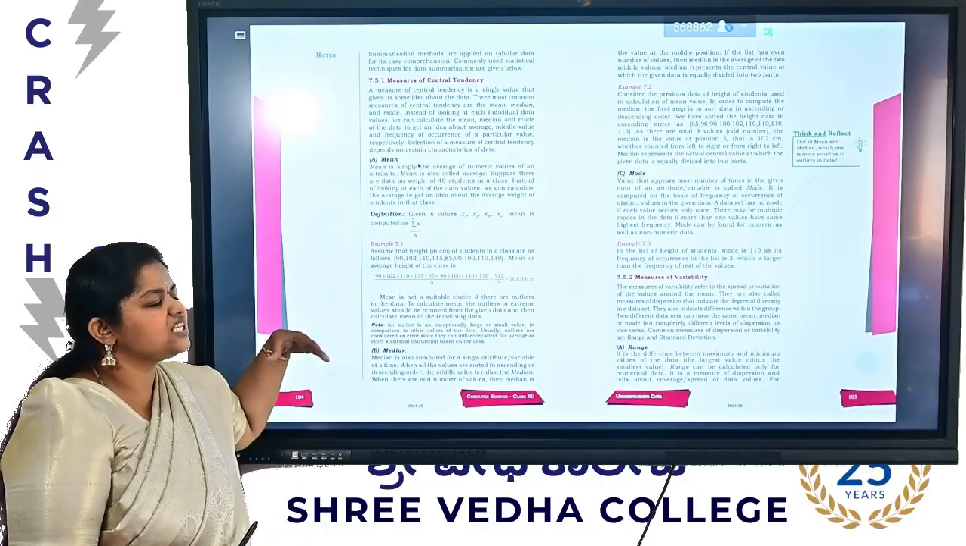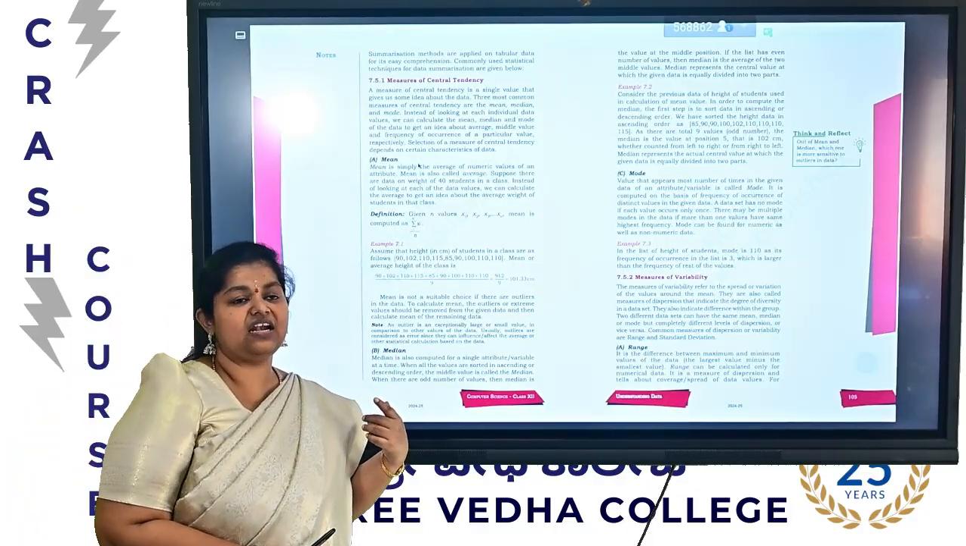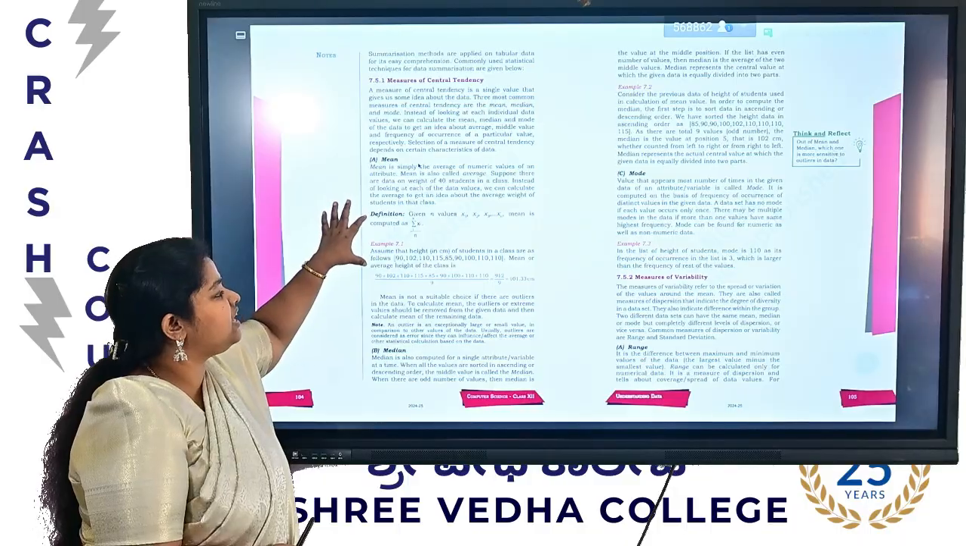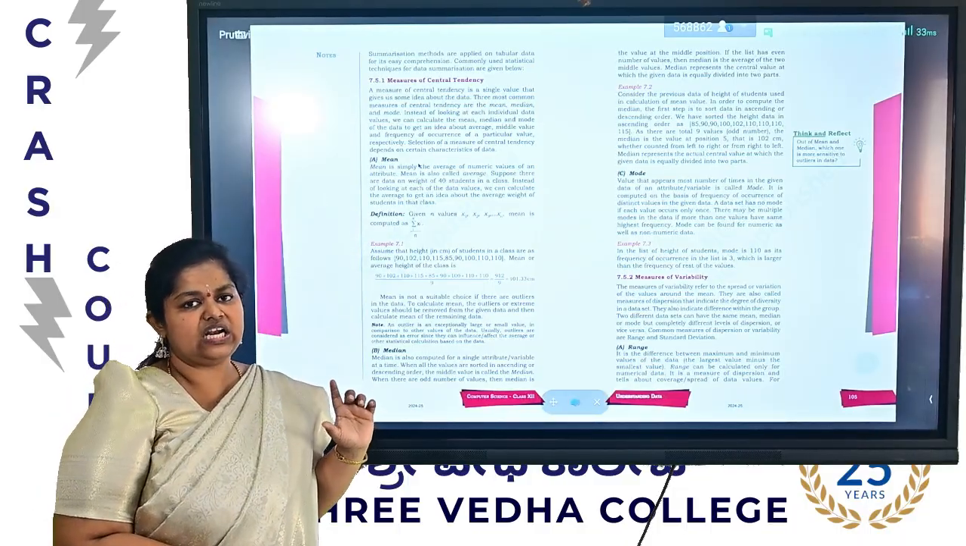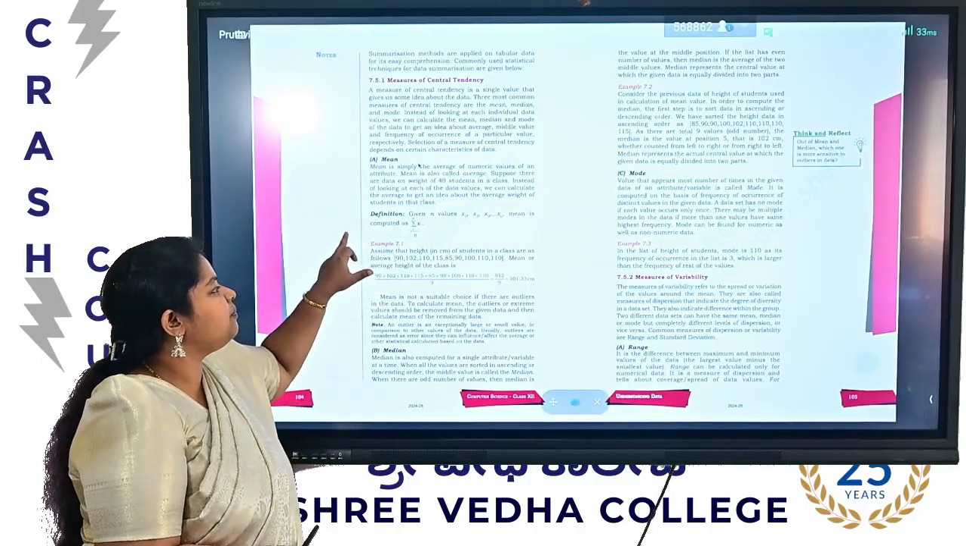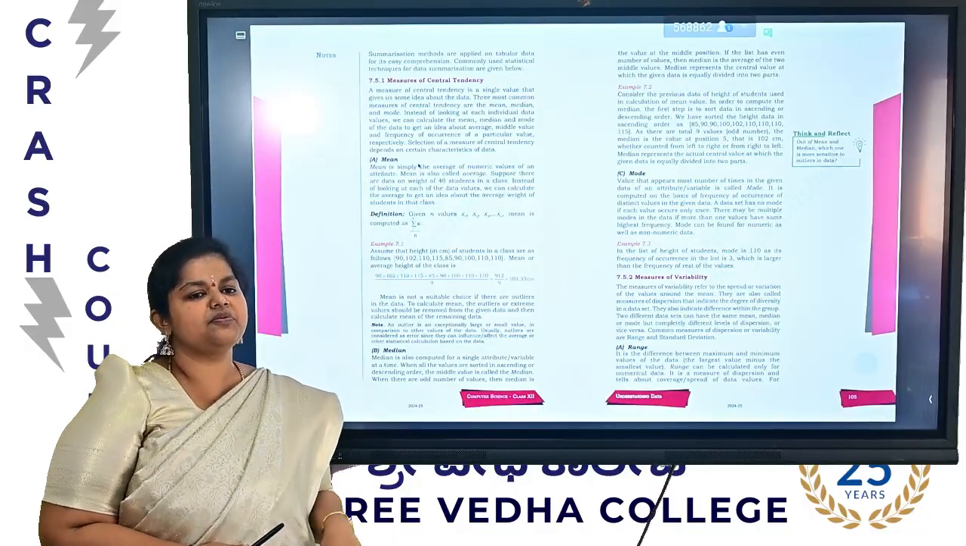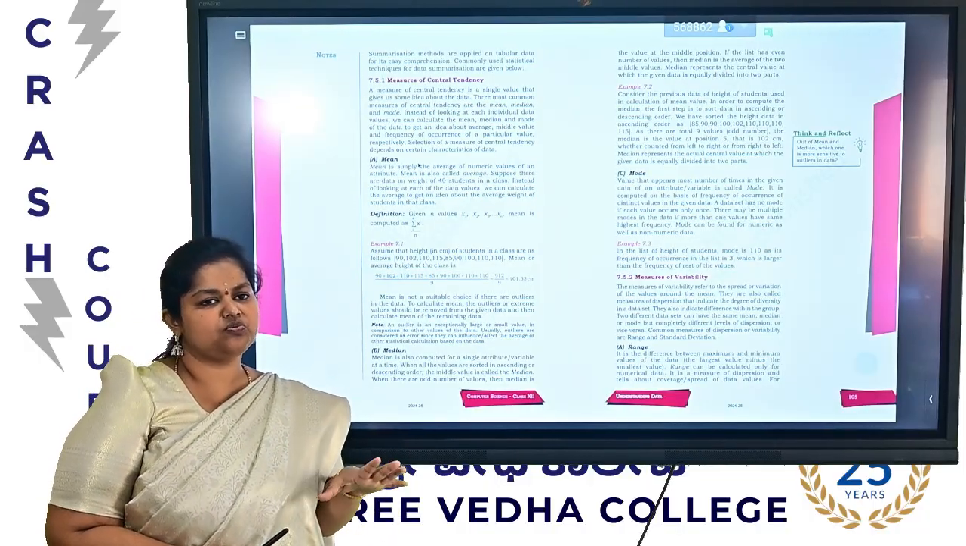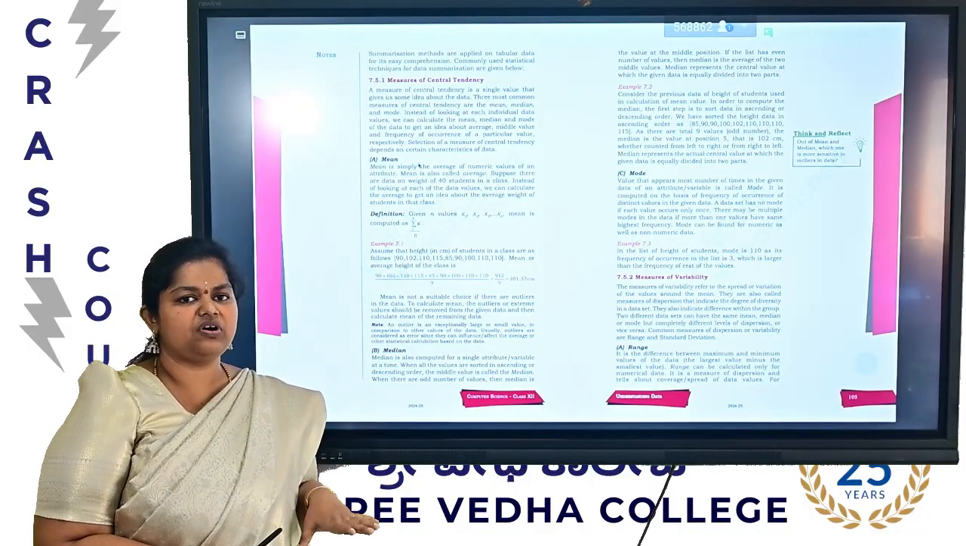In the last preparatory exam also I asked you to calculate. They give you a particular set of data, and for that data you have to calculate the mean, median and mode. Mean is nothing but the sum of the observations divided by the total number of observations given. That formula you have to apply there.